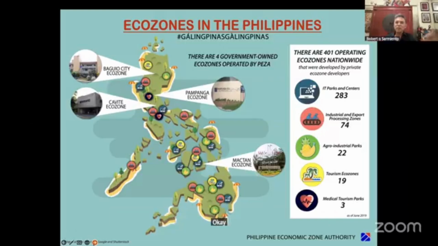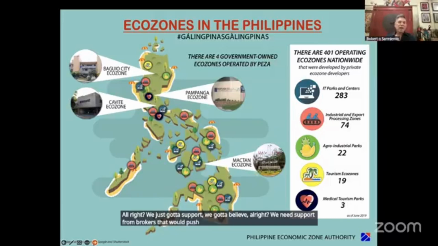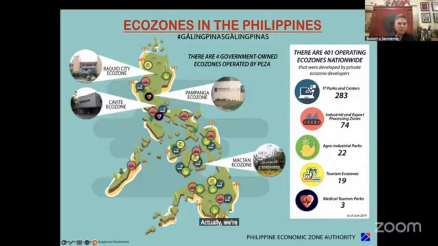Okay, so you got Baguio, Cavite, Pampanga, Mactan, you've got Luzon, Calabarzon. Ang dami nating ecozone. Nakasalang na lahat tayo. We just have to make it happen. We just got to support, we got to believe. We need support from brokers that would push this. Actually, another good thing for the brokers to realize.